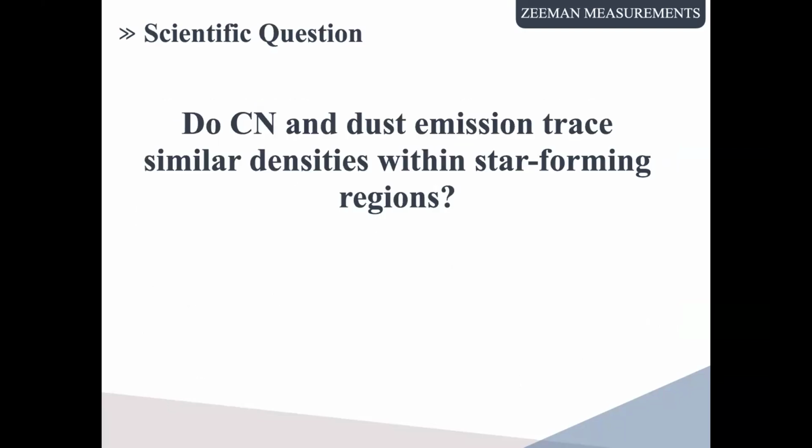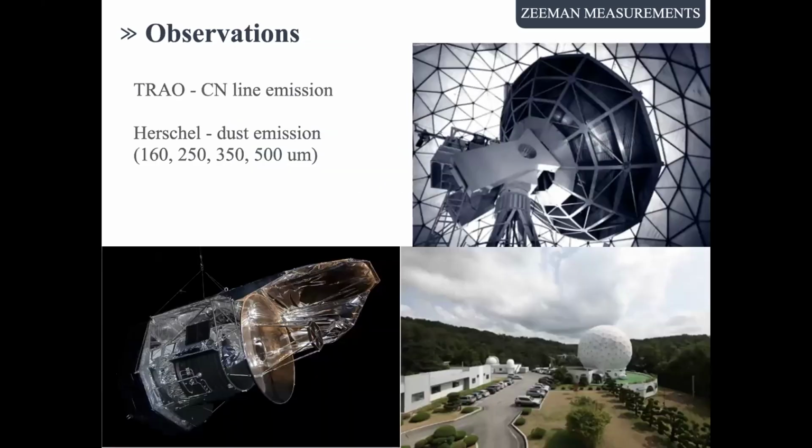But the problem is that CN and dust emission have to trace similar density regions. If not, they trace different areas. So we needed to first check the correlation between CN and dust emission. So I suggested an observation toward the TRAO. The TRAO is a 14-meter radio telescope located in Daejeon, but unfortunately it was shut down last year, so we cannot use it anymore.